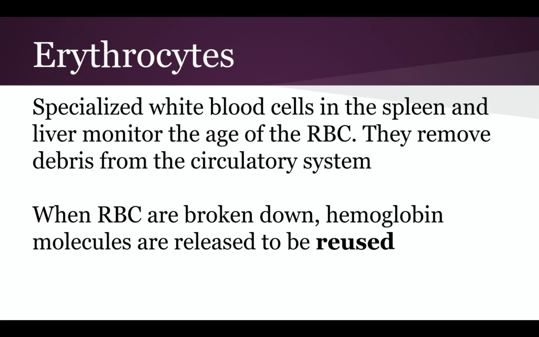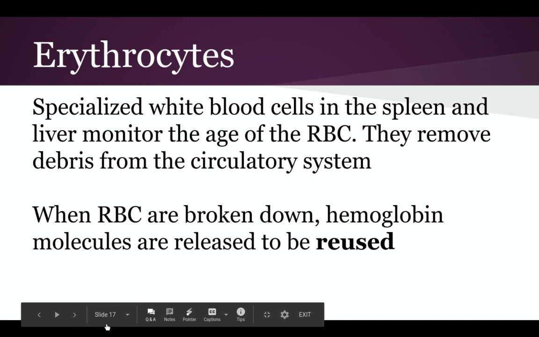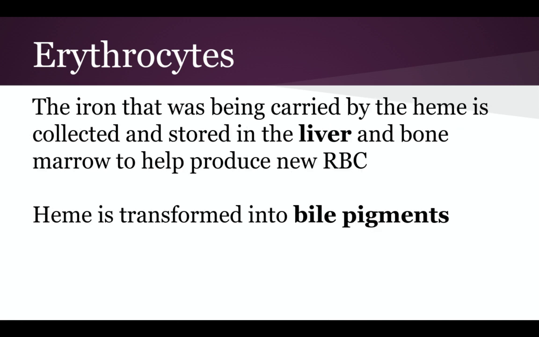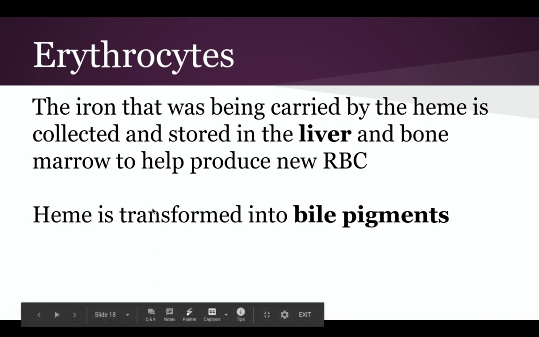So when the red blood cells are broken down, the hemoglobin molecules are released and can then be reused by new red blood cells. Okay, the iron that was being carried by the heme is collected and stored in the liver and the bone marrow to help produce new red blood cells. The heme is then transformed into bile pigments.